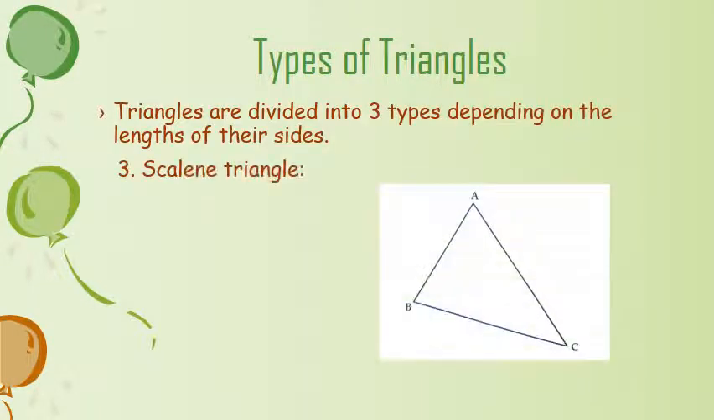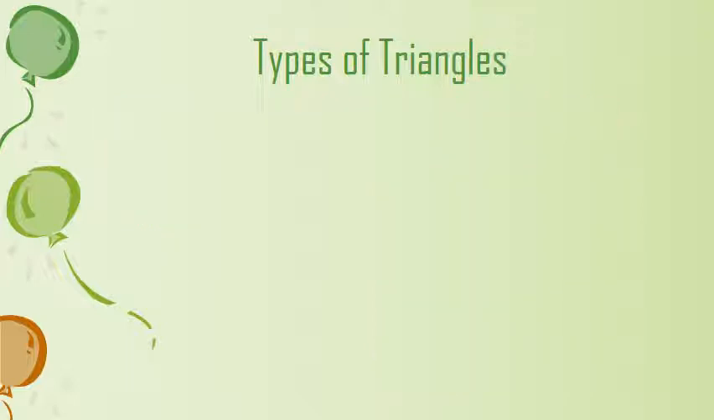The third type of triangle is the scalene triangle. In this type of triangle, no two sides are equal, meaning all the sides are unequal. And all the angles of this triangle are unequal. In the picture, children, you can see the triangle ABC, and it is a scalene triangle where all the sides are unequal, that is no two sides are equal, and all the angles are unequal.